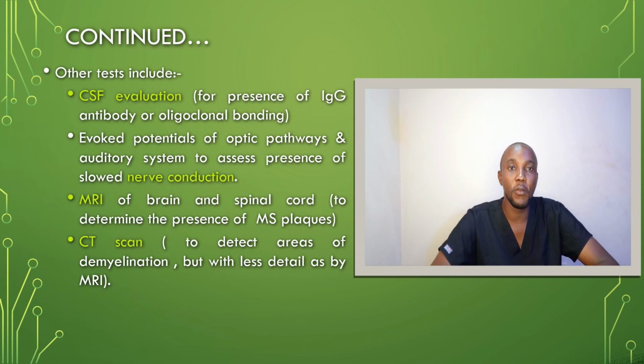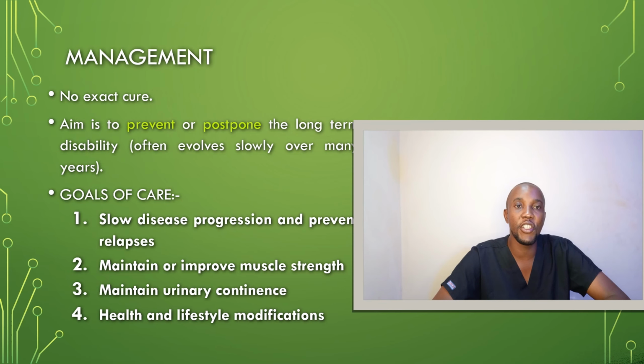We can also do magnetic resonance imaging of the brain and spinal cord to determine the presence of multiple sclerosis plaque. We can also do a CT scan, which will help us to detect areas of demyelination, but with less detail than MRI. We now look at how we manage the disease.